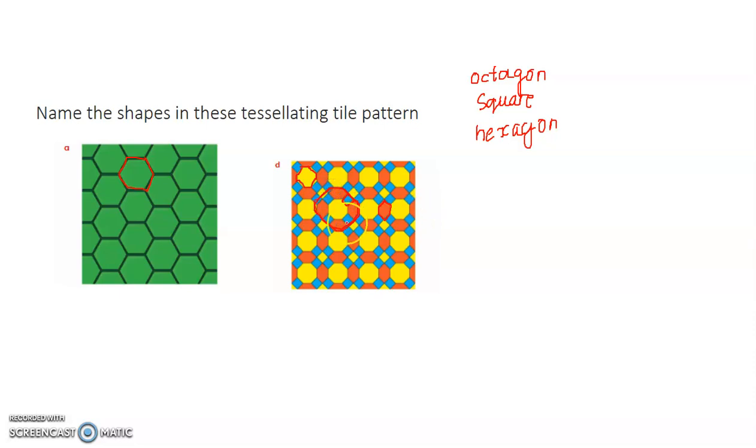That's again an octagon. This octagon is repeating. Here you can see so many patterns: a hexagon, a square, then an octagon. These are the patterns that are repeating.